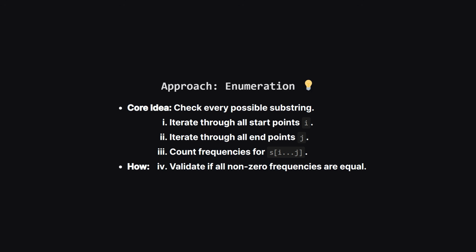So how do we solve this? The simplest and most intuitive way is called enumeration. Essentially, we are just going to try every single possibility. We pick a starting point, let's call it I, and then we expand to an ending point, let's call it J. As we stretch this window from I to J, we keep count of every character we see. At each step we ask, is this valid? If it is, we see if it's longer than our current record. Since the problem constraints for this one version are likely small, this brute force approach works perfectly.